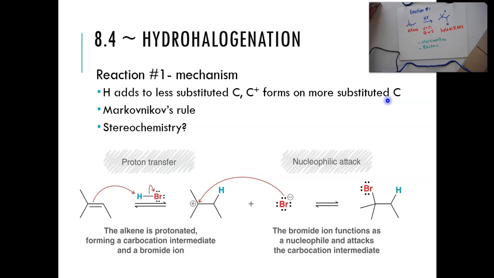Now for stereochemistry, because we're creating this carbocation right here, when our halogen adds to it, it can add to either side. This is a trigonal planar geometry, and so it can add to the top or the bottom equally, and so we end up with an equal mixture of both enantiomers if a chiral center forms.